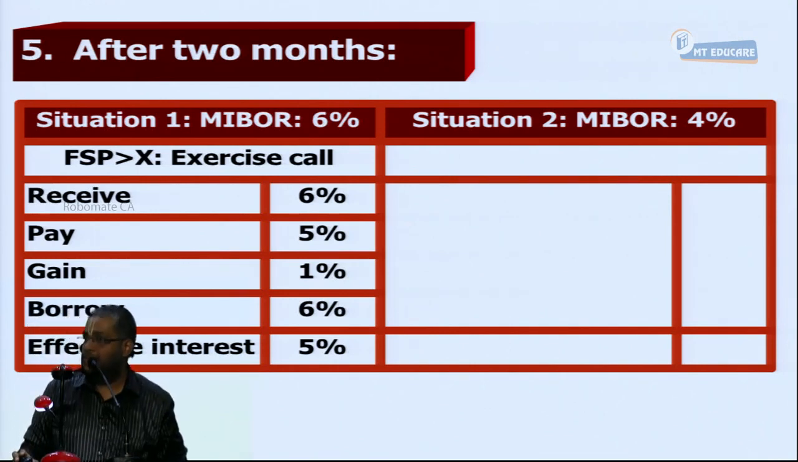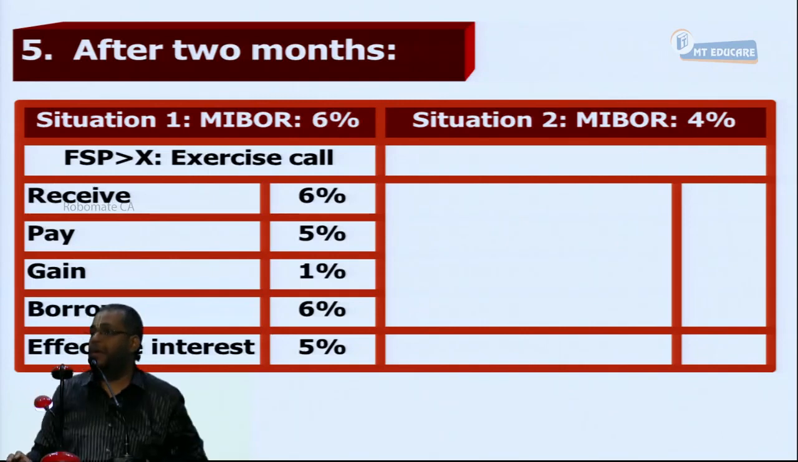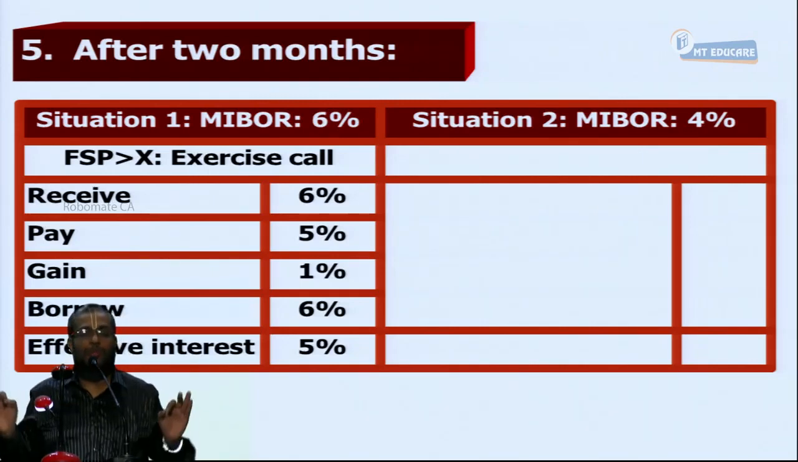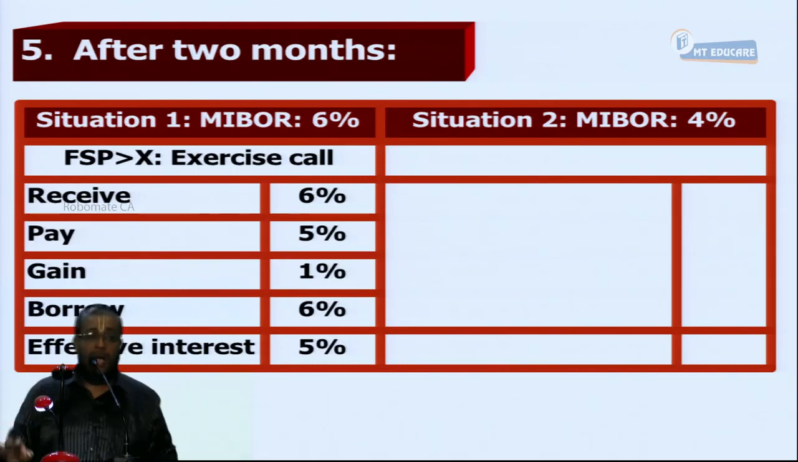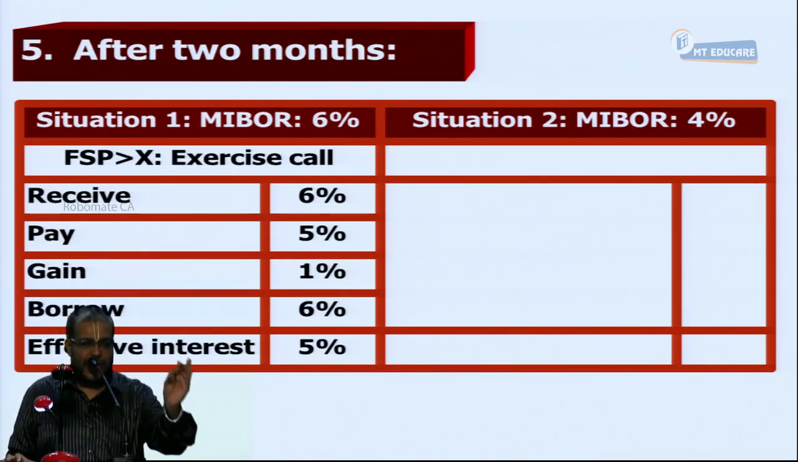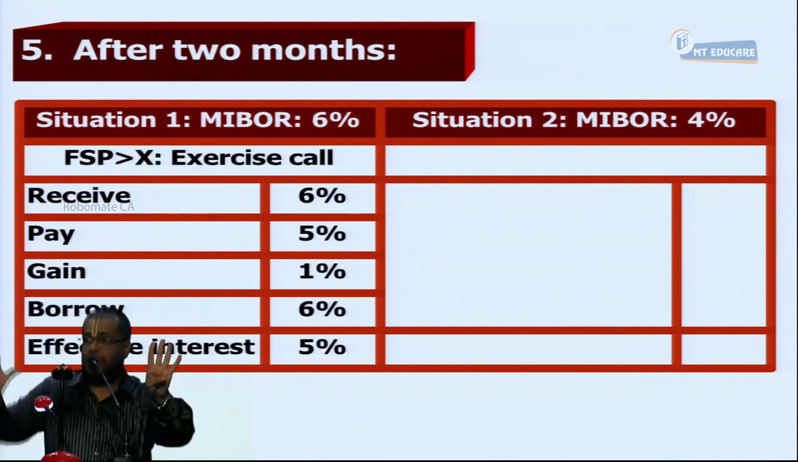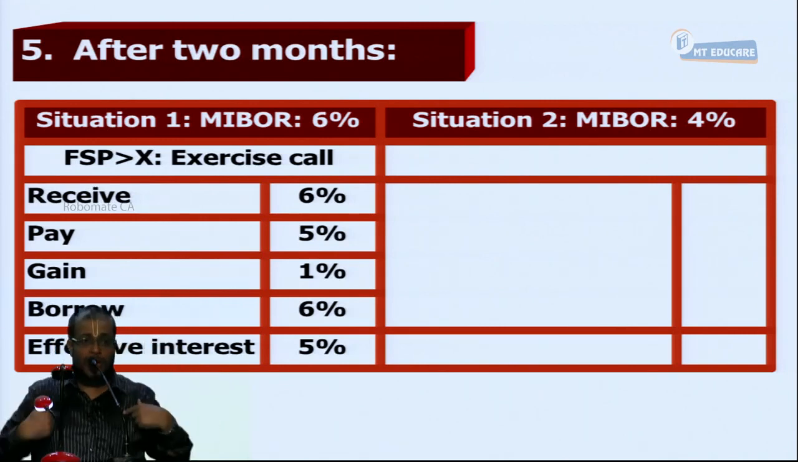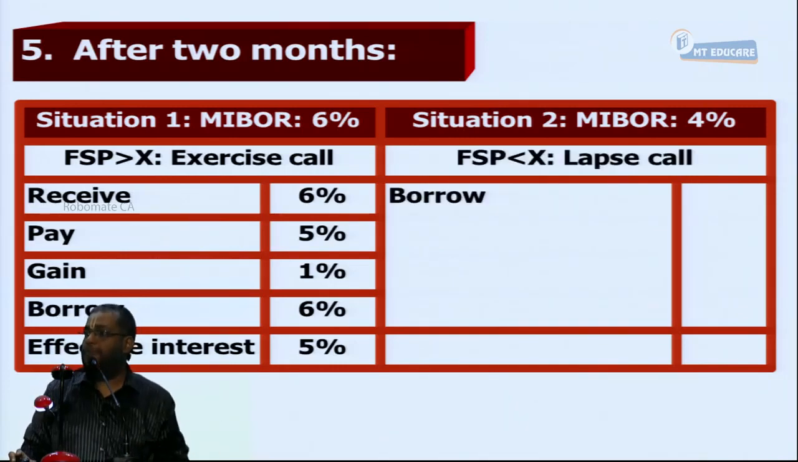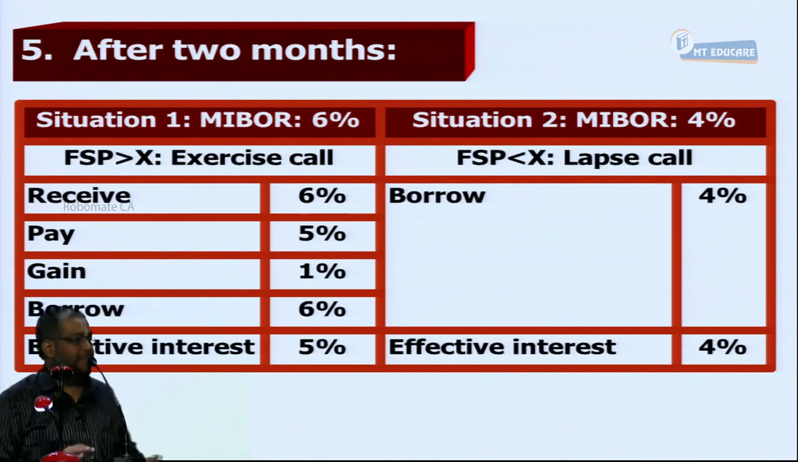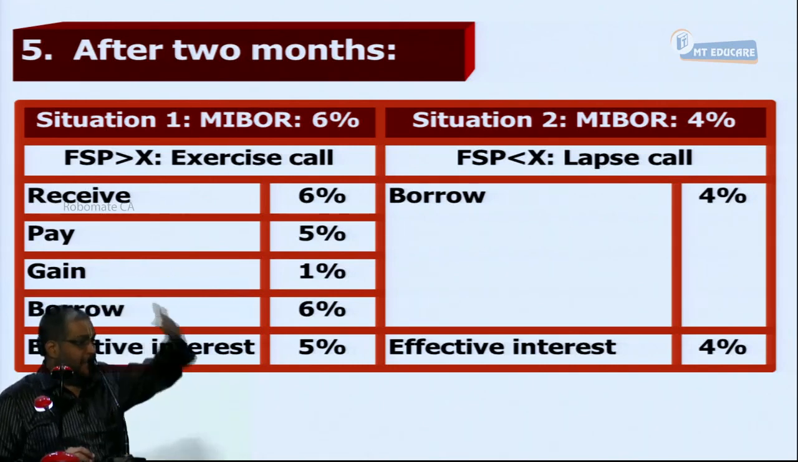Should I proceed? Suppose the MIBOR becomes 4%. Very simple. I have a right to buy MIBOR worth 4% at 5%. As a holder, tell me, will I exercise the right or lapse? I will let it lapse. The option lapses. The only thing I do is borrow at 4%, and the interest is 4%.